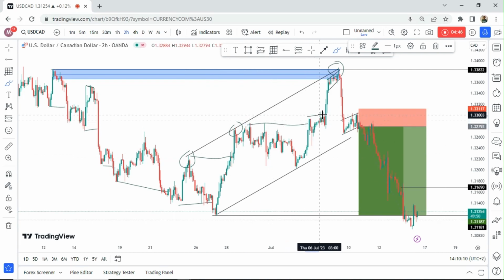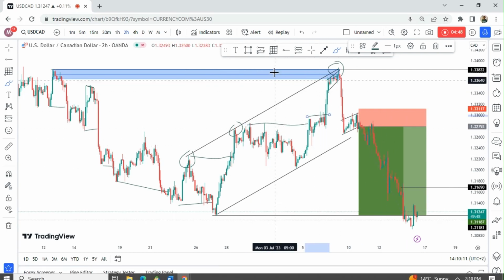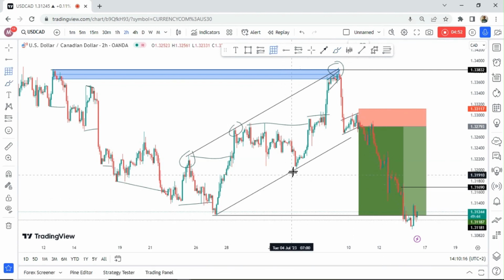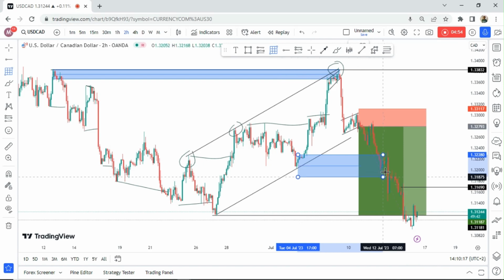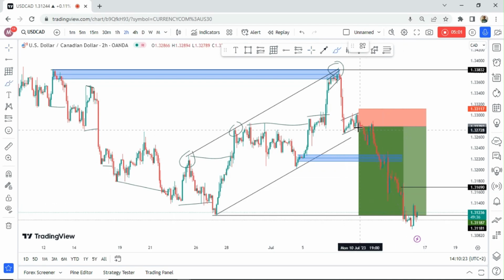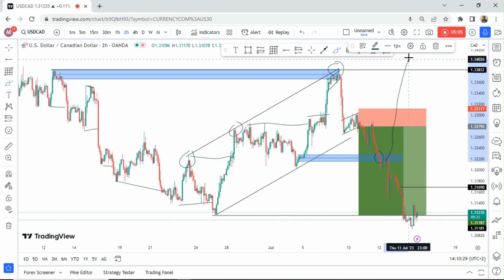Also here, a break of structure. Remember, guys, when the market breaks the structure, it does leave the order block. So we're having an order block in this area here, which the market could come and mitigate and continue pushing to the upside.